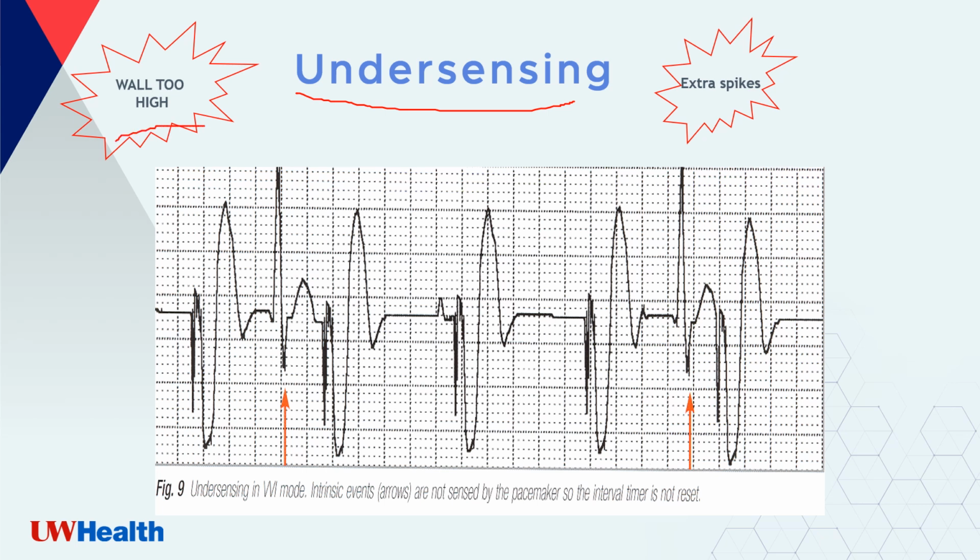Because that wall is too high, you're going to get a lot of extra spikes with that asynchronous pacing. As you can see here, we do have ventricular pacing, followed by what looks like an intrinsic beat here, and another ventricular pacing, but it's a little bit out of sync with what it should be.